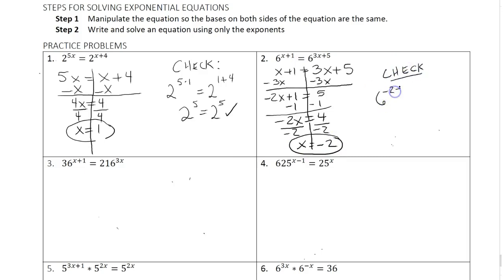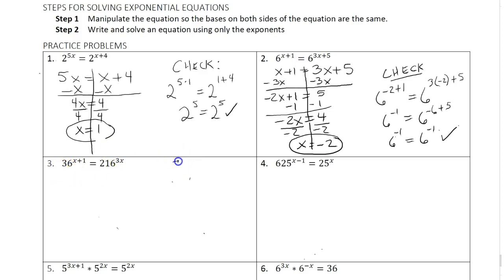To check your answer, plug in negative 2 as a value for x. 6 to the power of negative 2 plus 1 equals 6 to the power of 3 times negative 2 plus 5, giving us 6 to the negative 1 equals 6 to the negative 1. Our answer checks out. In the next example, the bases are not the same.